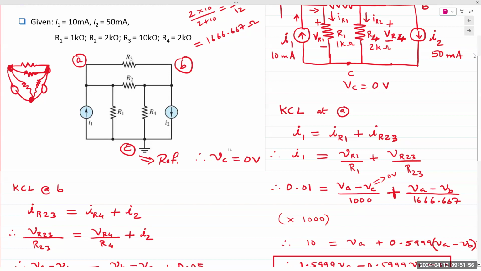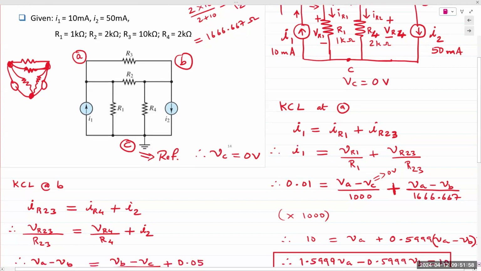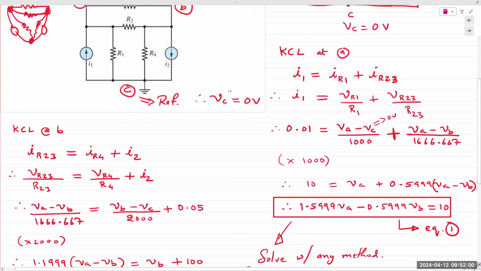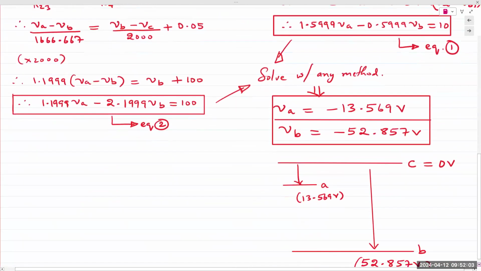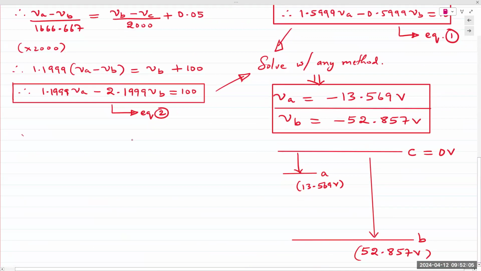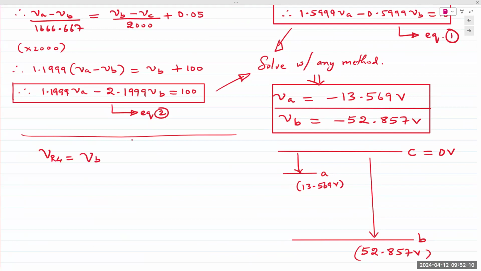You do not change this assumption. Your assumption is that current is flowing from B to C. So resistor voltage VR4 will still be VB minus VC. VC is still 0 volts. So according to the direction we chose, we chose plus minus, this was B, this is C, this is VR4.